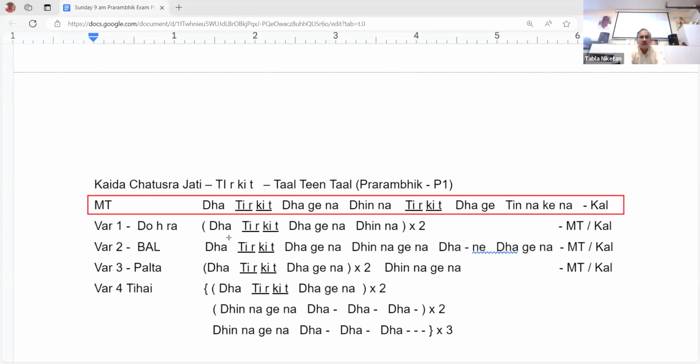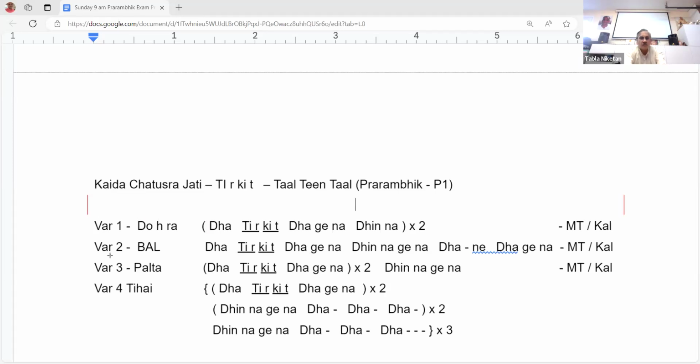Dha tera kit dhage na dhinna tera kit dhage tinna ke na. Khali will be ta tera kit ta ke na tinna tera kit dhage dhinna ke na. Dha tera kit dhage na dhinna tera kit dhage tinna ke na. Khali ta tera kit ta ke na tinna tera kit dhage dhinna ke na. Now the first variation, dohra. This is what we are talking about now, the first variation.